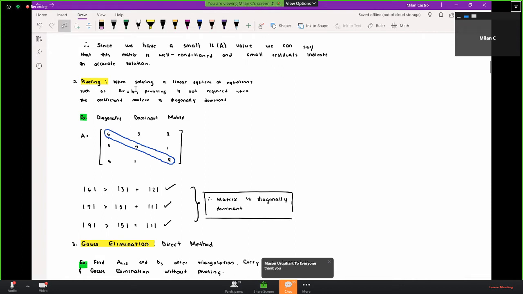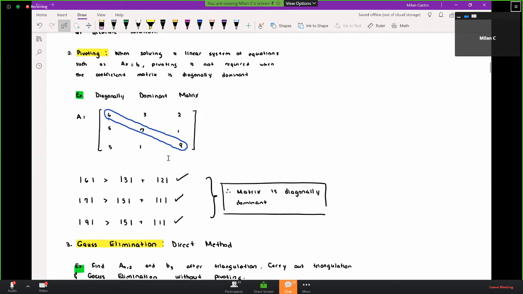All right, so when we're solving a linear system of equations, such as Ax equals b, which is pretty much this whole exam, except the last question, pivoting is not required when the coefficient matrix is diagonally dominant. So we pivot when the matrix is not diagonally dominant. And in order to find if the matrix is diagonally dominant, we look at all the values in the diagonal, and we have to make sure that the sum of the absolute values of the other terms in that row is smaller than the number in the diagonal.